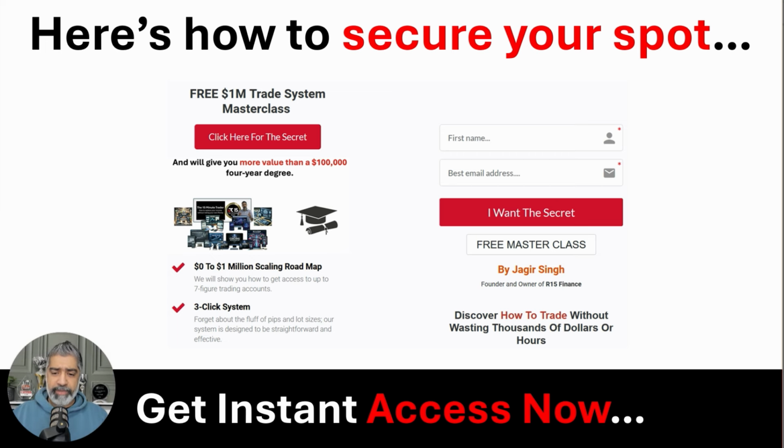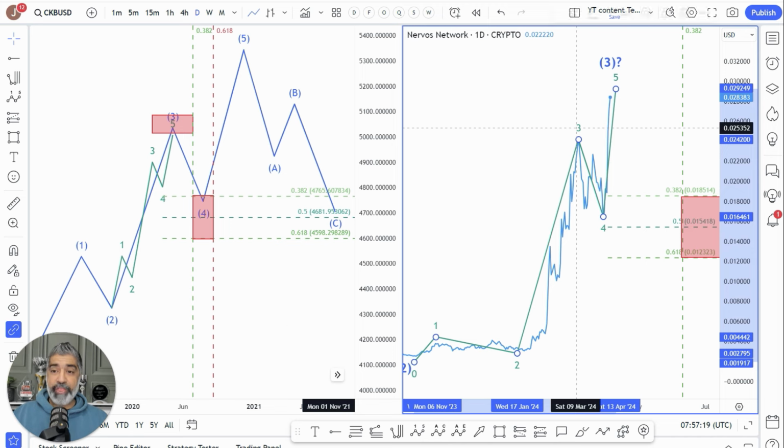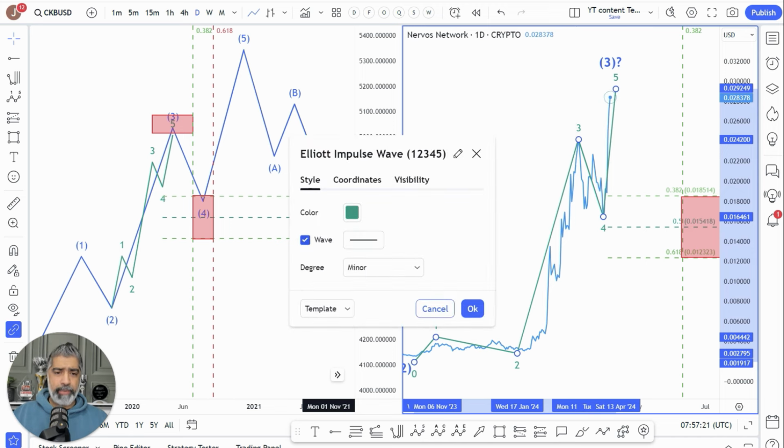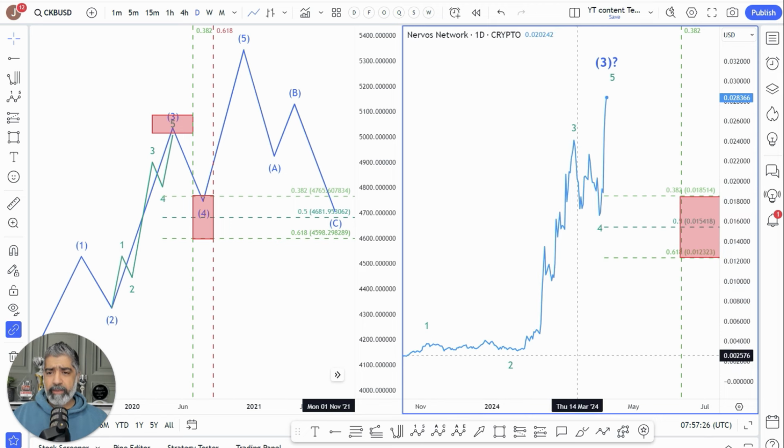So now let's finish with the reversal signals. So what would be an early confirmation that this wave three is complete? So what we're going to do is something called a wave overlap.